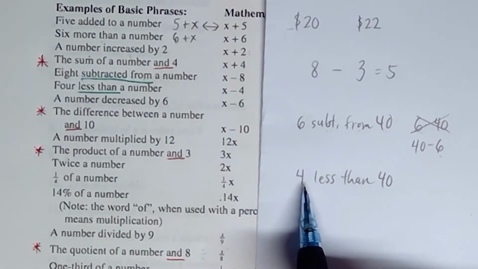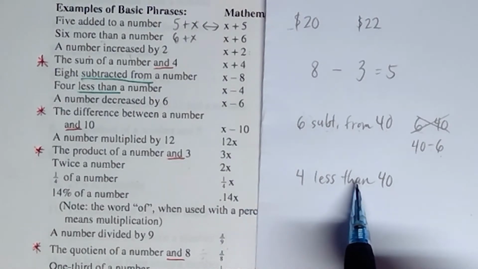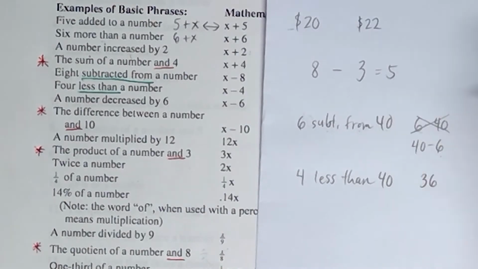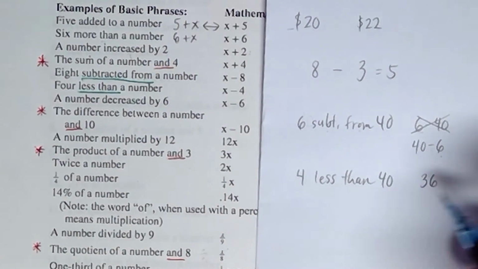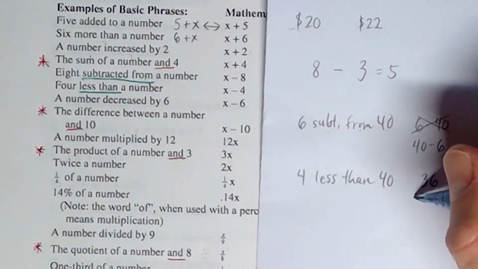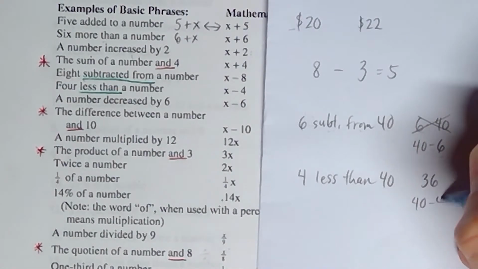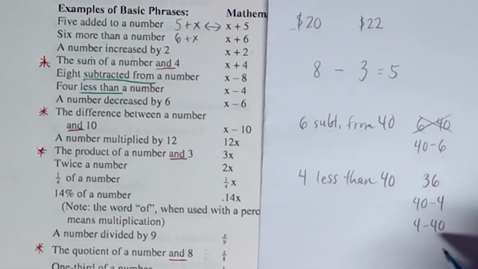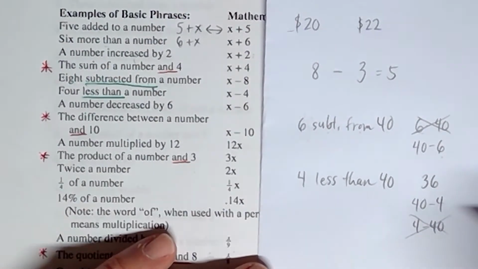Ask yourself, isn't this going to be equal to 36? If you make 40, then the new guy is going to be making 36, right? But isn't 36 the same thing as 40 minus 4? It's not equal to 4 minus 40, right? Because 4 minus 40 would be negative 36. But no, the new guy's making 36.